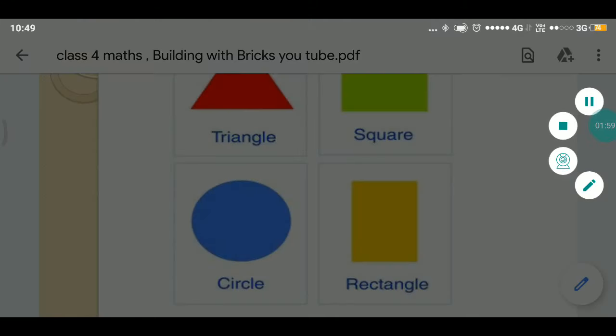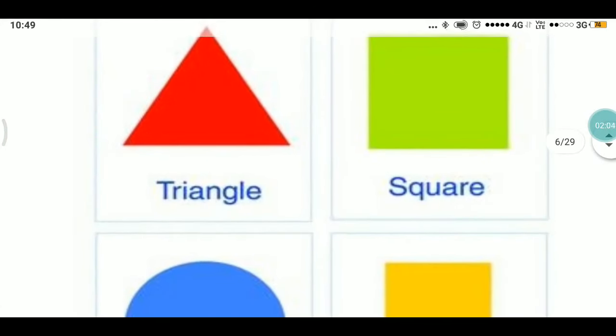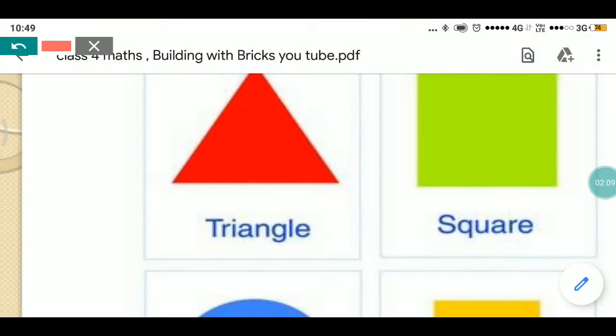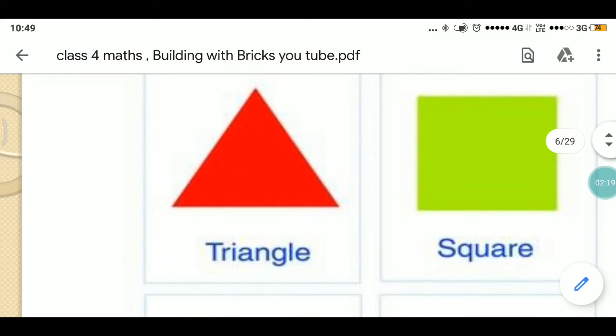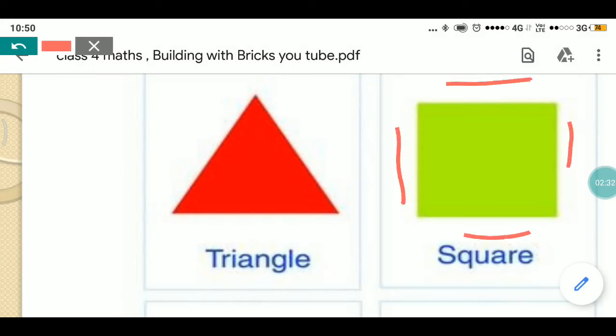Friends, do you know the figures? The first one is triangle. Students, what do you mean by triangle? A flat geometric figure that has 3 sides and 3 angles. Simply, something that has 3 sides and 3 angles is called a triangle. Second one is square: 4 sides of equal length and 4 right angle corners, 90-degree corners. That is called a square.